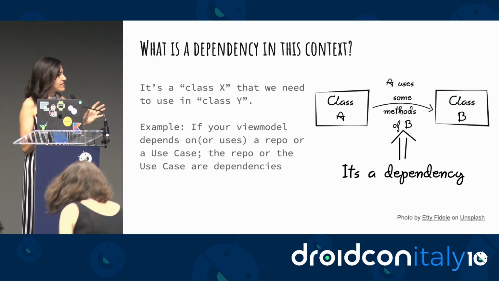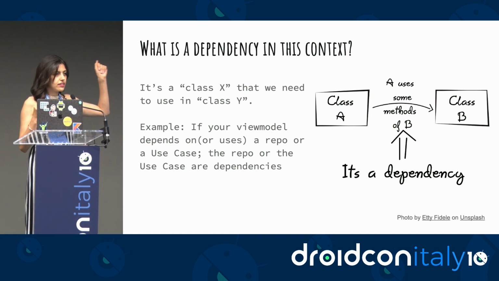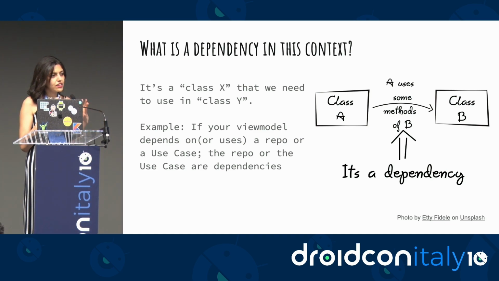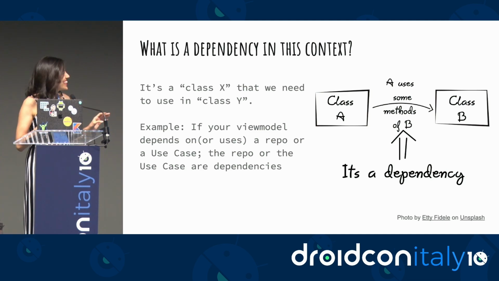Dependency is as simple as this: if I have a class and another class, class A and B, and I need some functions from class B, then class B is the dependency. The term dependency injection might sound complicated in the beginning, and a couple of years back when it just came out, I thought this is a hard topic, the name is complicated, I'm not going to dig into it.